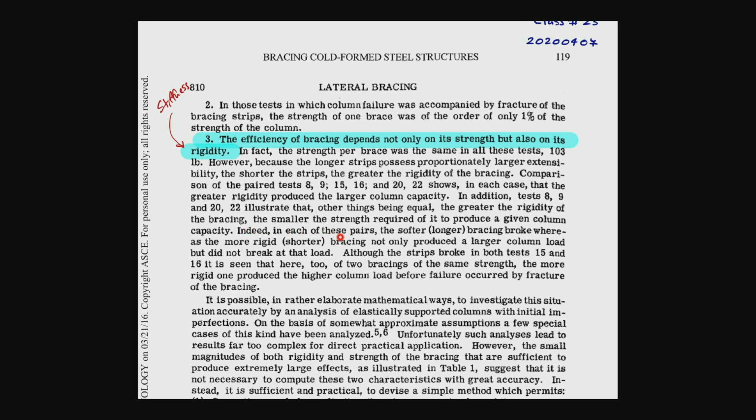Indeed, in each of these pairs, the softer bracing broke, whereas the more rigid or the shorter bracing not only produced a larger column load but did not break at that load. Okay. Although the strips broke in both tests 15 and 16, it is seen that here two bracing of the same strength, the more rigid one produce the higher column load.